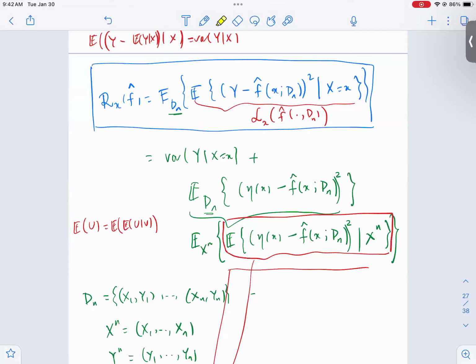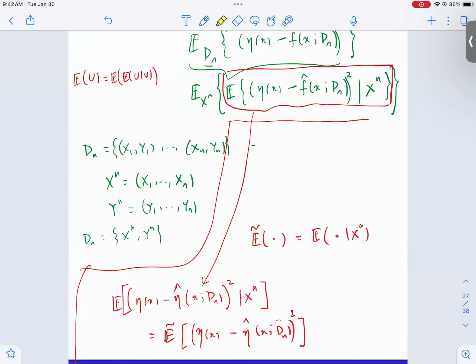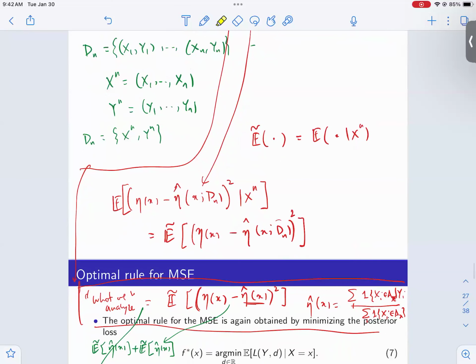But in any case, we're going to focus on this part. So at the end of the story, I just wanted to justify what we look at, and then I called f hat eta hat. At the end of the day, we ended up with this quantity. That's the thing that we want to look at.